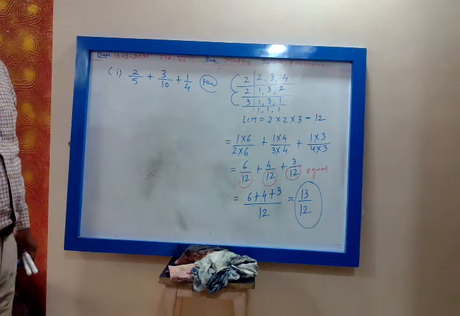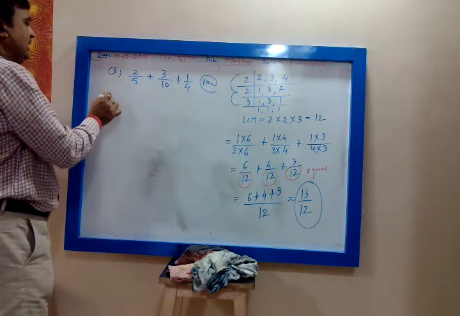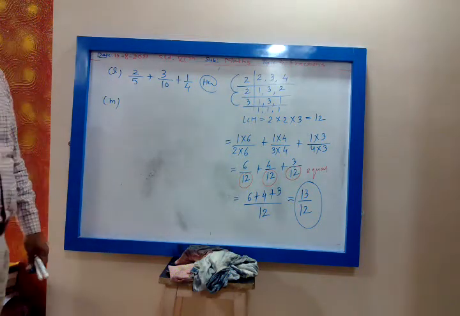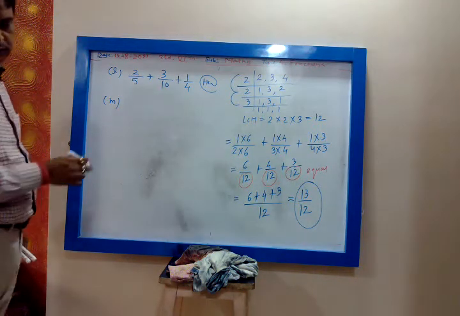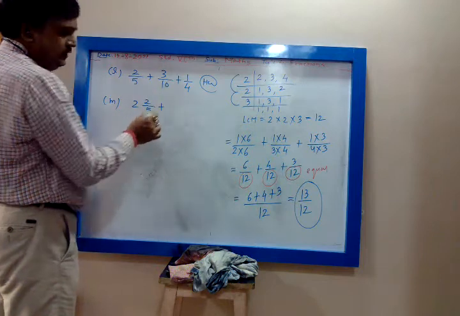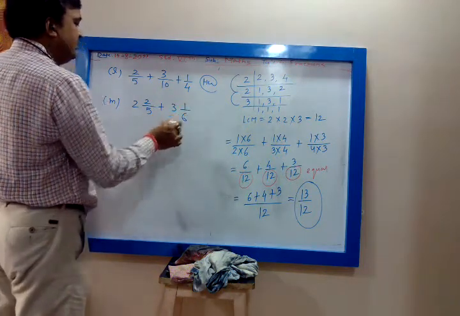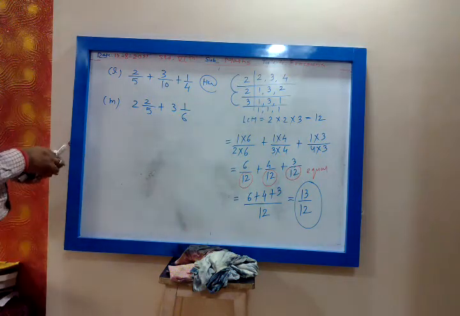What will be K? This is L. Now M. 2 2/5 plus 1 3 1/6. They are mixed fractions, so convert them into improper fractions first.